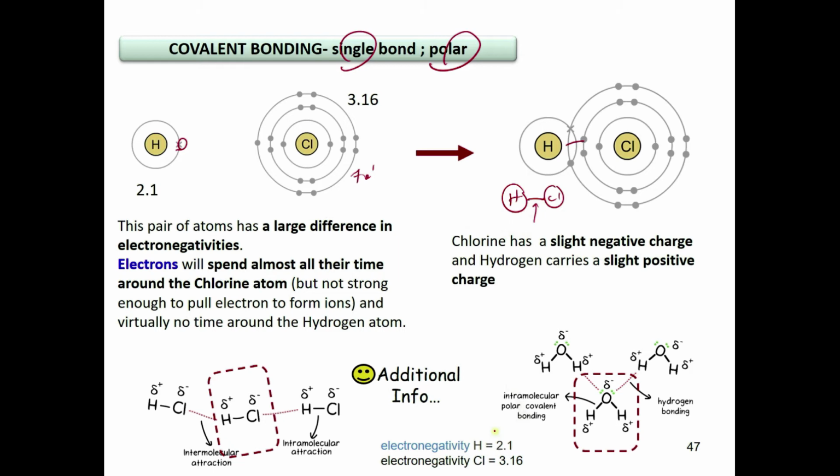However, according to the electronegativity of hydrogen and chlorine, chlorine has higher electronegativity, so the electrons that are shared together spend almost all their time around the chlorine atom rather than around the hydrogen atom. Because of that, dipole moments are formed between the hydrogen and chlorine. That's why hydrochloric acid has a polar covalent bond.